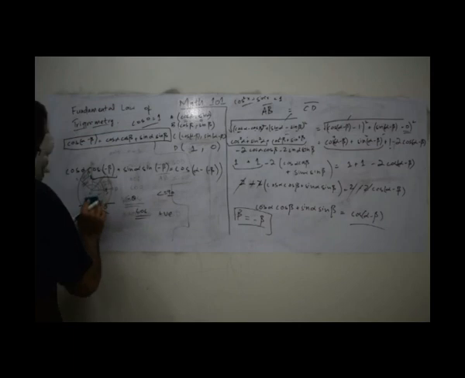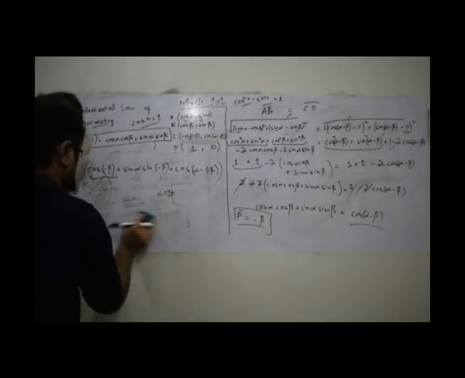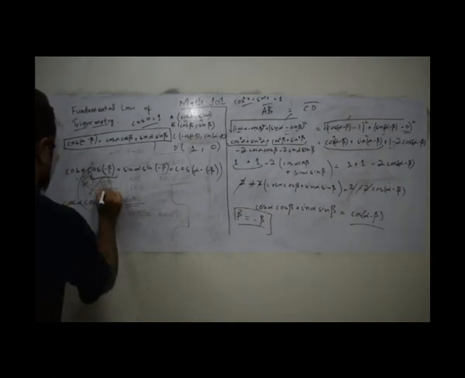So by this reduction, we can say that cos alpha cos minus beta becomes simply cos alpha cos beta. The sign does not affect.